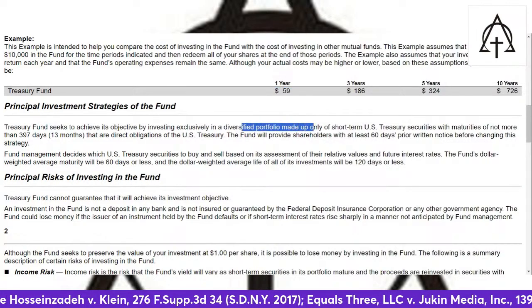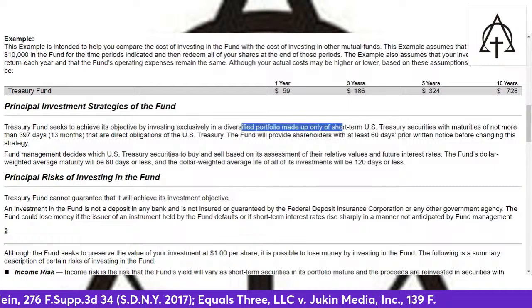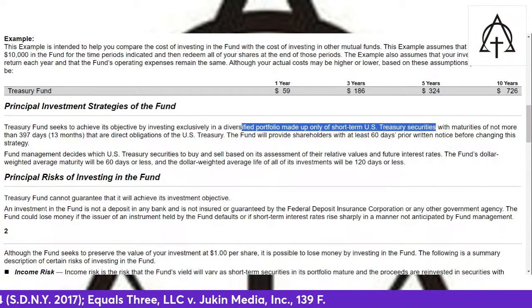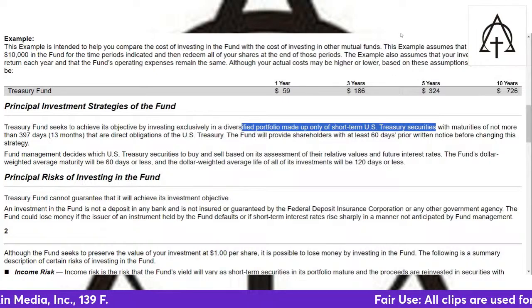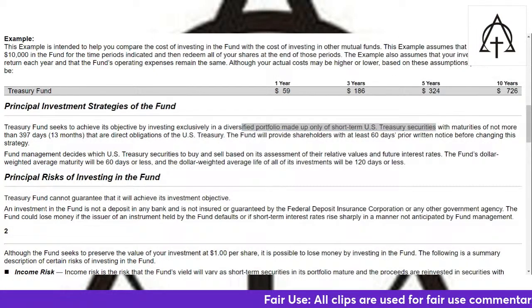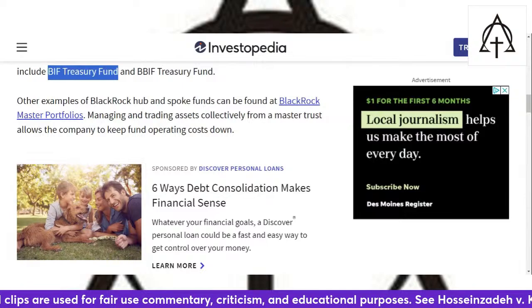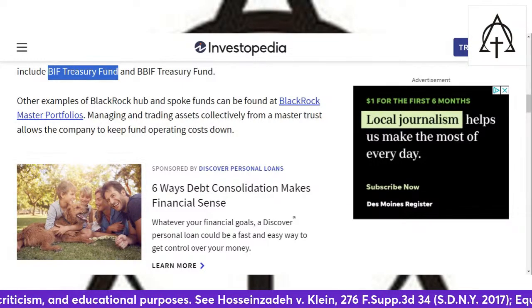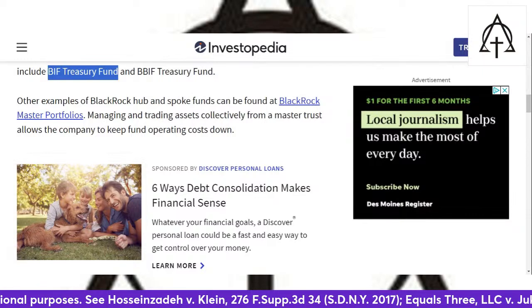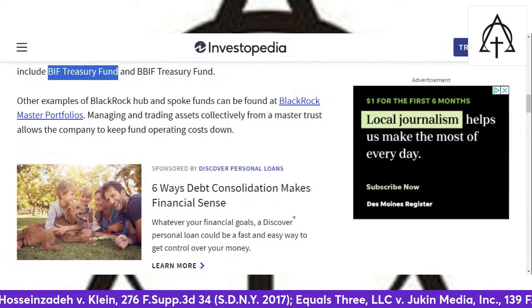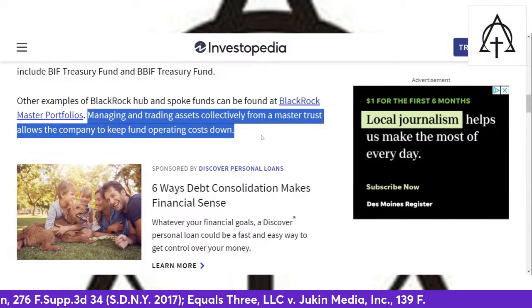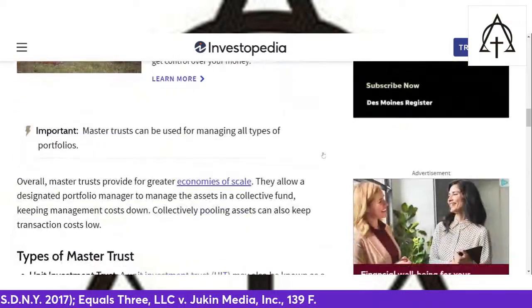In a diversified portfolio made up only of short-term U.S. Treasury securities. Those are those local municipal corporate bonds. 90 days. So let's go back. Other examples of BlackRock hub and spoke funds can be found at BlackRock Master Portfolios. Managing and trading assets collectively from a master trust allows the company to keep fund operating costs down. Yeah, that insurance is pretty damn cheap.